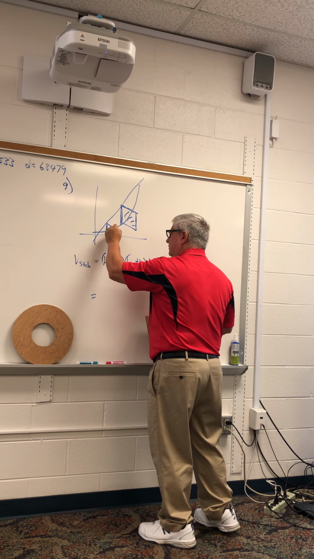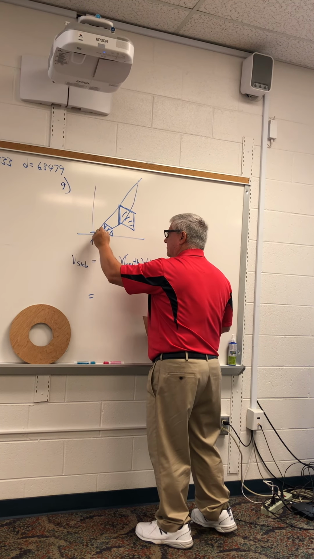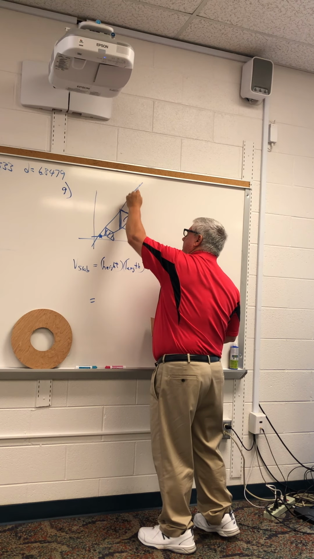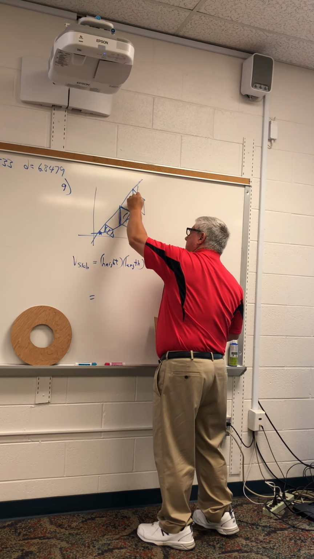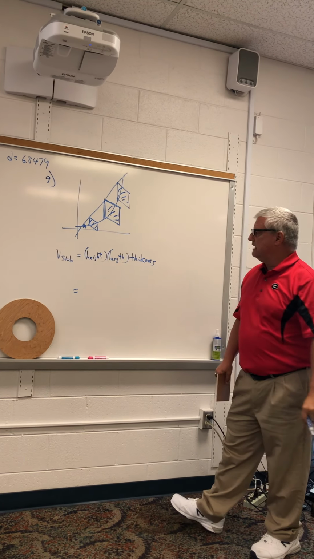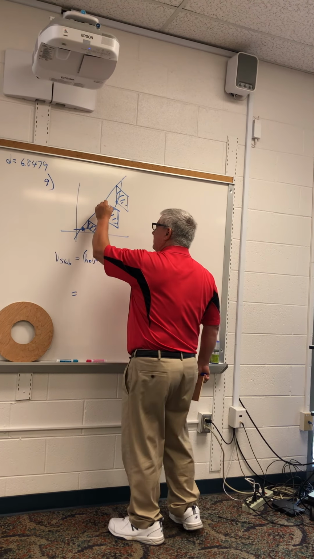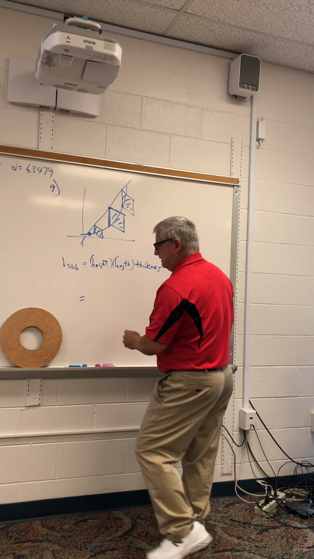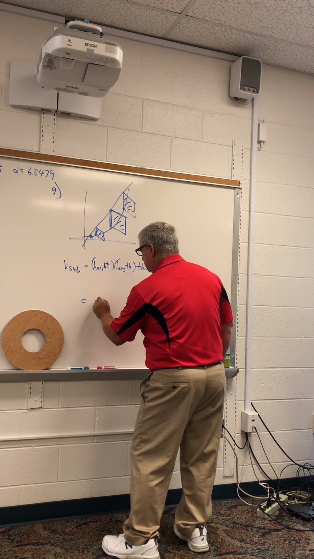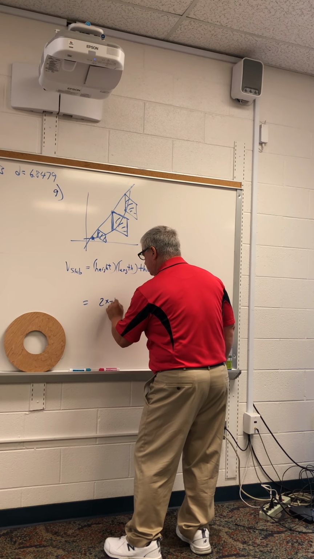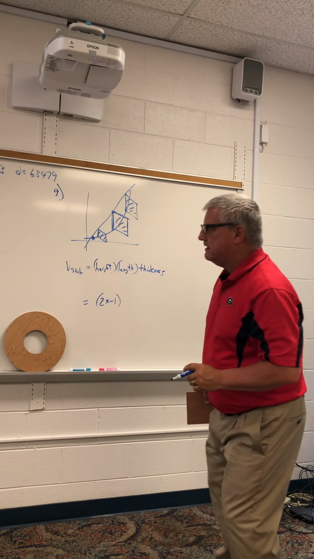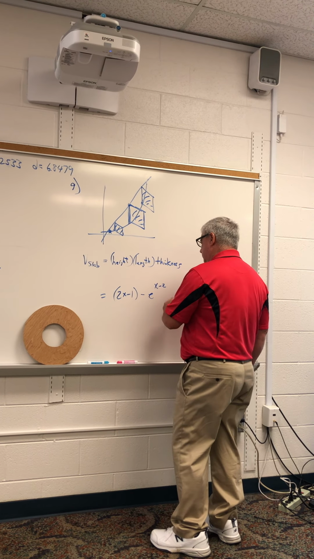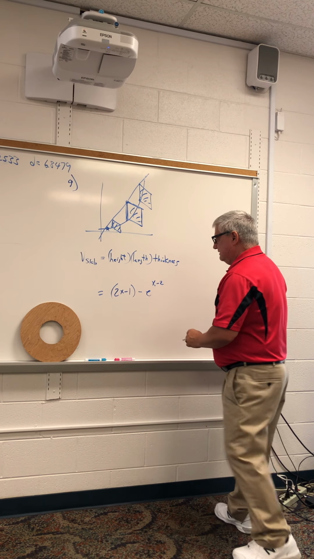I'll draw 2 or 3 of them. Here's a real small one down here, perpendicular to the x-axis. Maybe get a little picture of what the solid looks like, doesn't matter. So the height is from here to there, which is the line, y equals 2x minus 1, minus the exponential, e to the x minus 2. All right, that is the height.